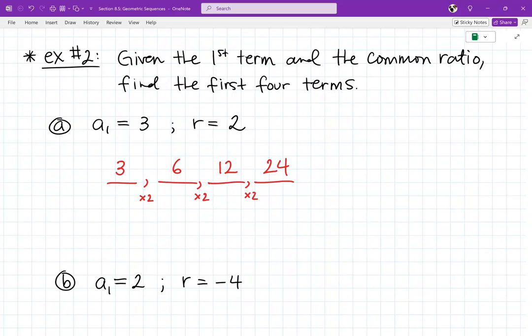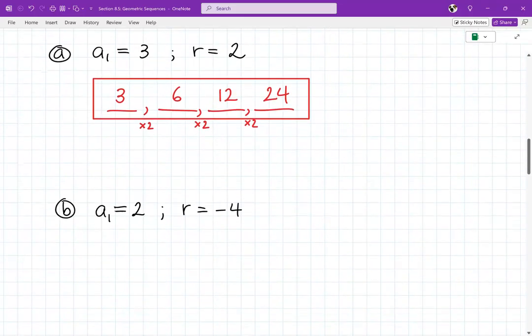So my common ratio, R, was 2. So just multiply everything by 2, and that's going to give me my set of terms. So here we go. Those are my 4 terms. And I'll do the same thing with part B. I need the first 4 terms. So 1, 2, 3, 4.